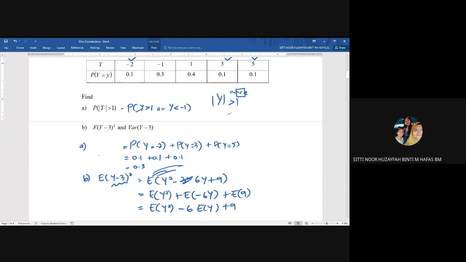So what you need to do is find the expected value. What is expected of y? What is expected of y squared? So find these two things, and then we just substitute the values. And then for the variance of y minus 3, applying the formula, it's actually the variance of y only. Because we have the expected of y squared and expected of y, we can just substitute into the formula of variance. So that's for question number 3. Nothing extraordinary. Now let's move on with question number 5.